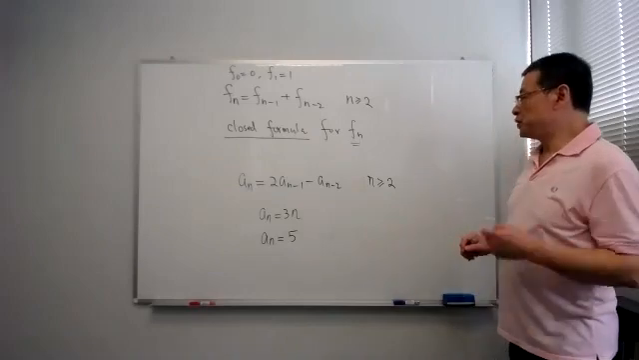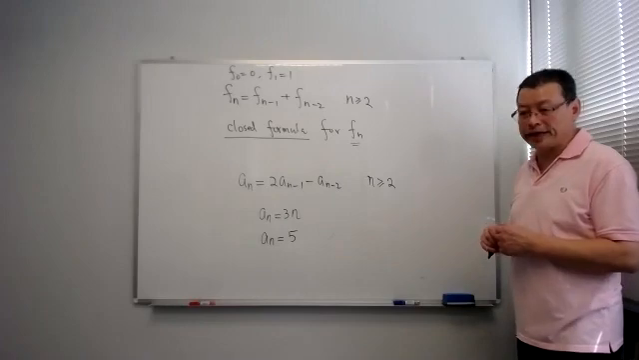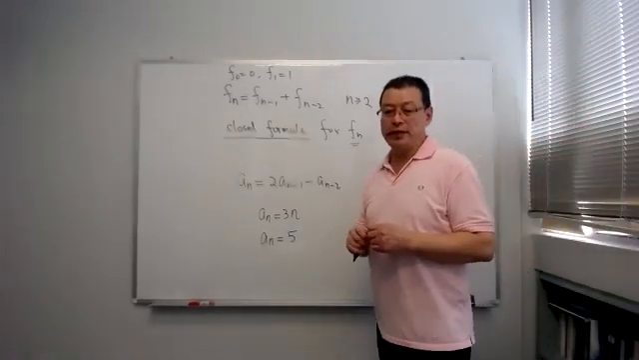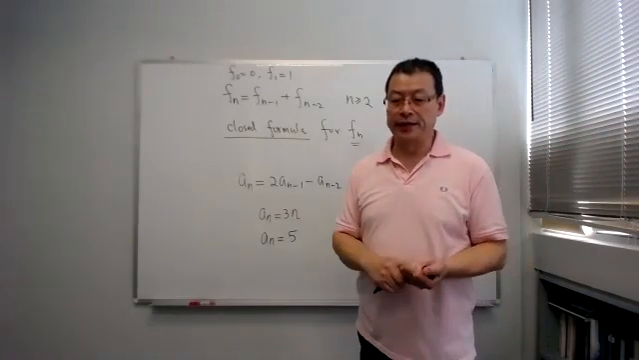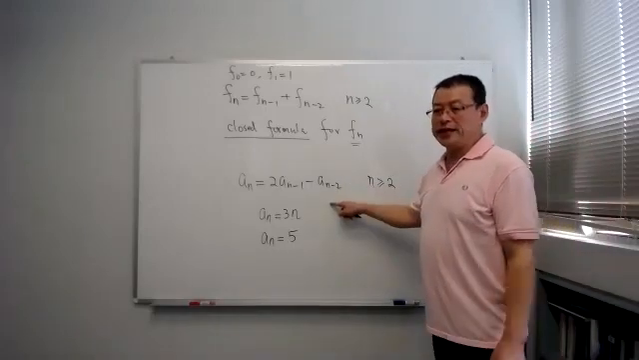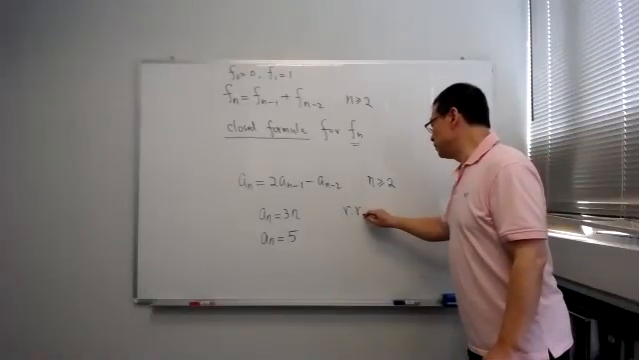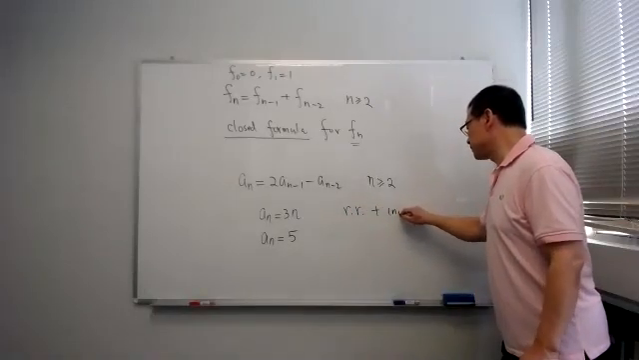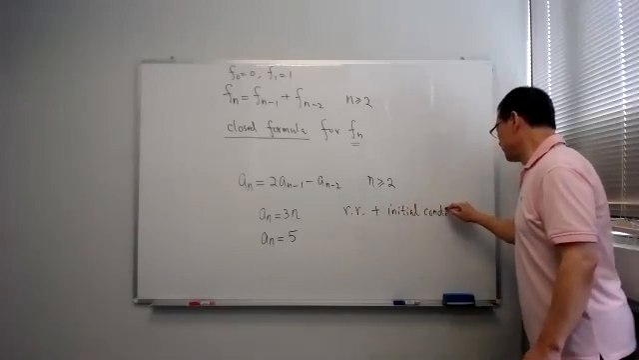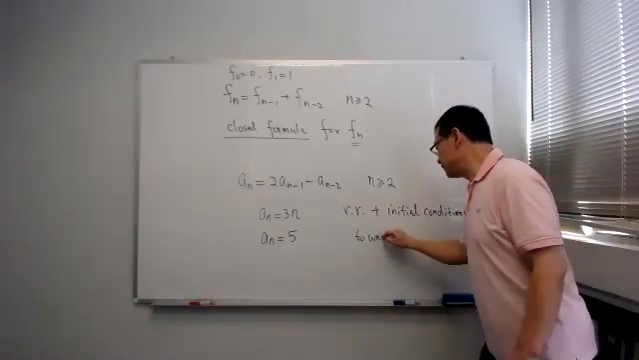Now, in order to determine a solution uniquely, we have to give initial conditions. Once we have the right number of initial conditions, then the recurrence relation can be determined uniquely. So the recurrence relation alone may not give us a unique solution. We need the recurrence relation plus initial conditions to uniquely determine a sequence.